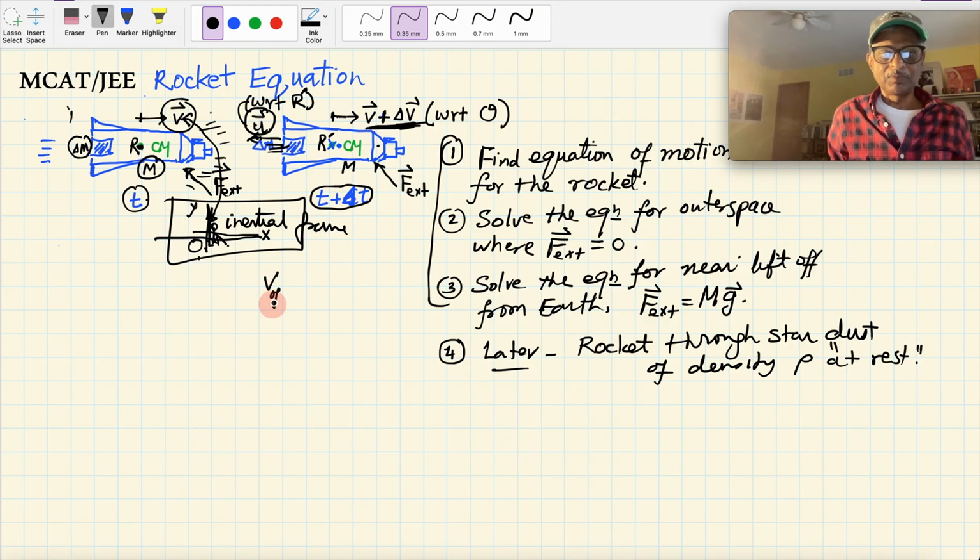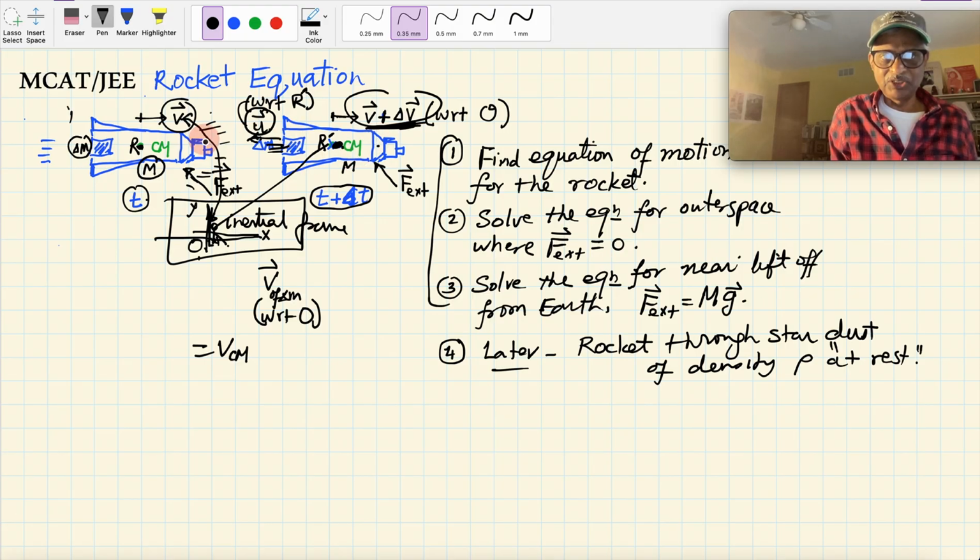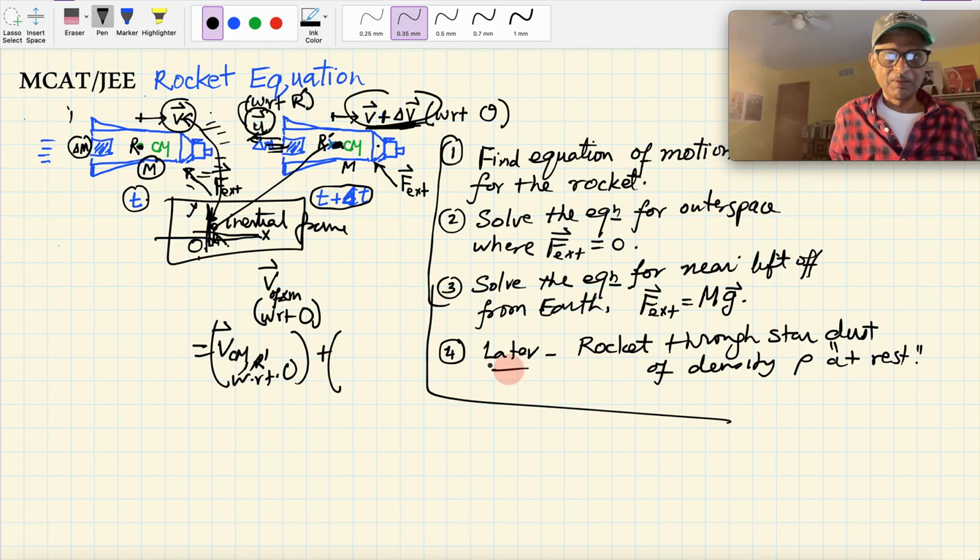So the velocity of delta m with respect to O will be the velocity of the center of mass of the rocket after it ejected, which I'm going to call r prime, with respect to O, plus the velocity of delta m with respect to the cm r prime.